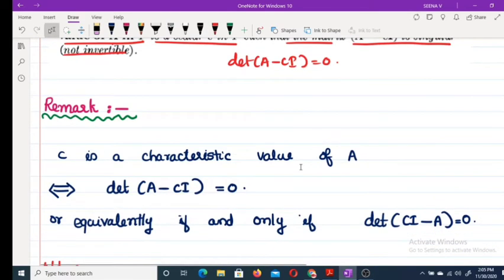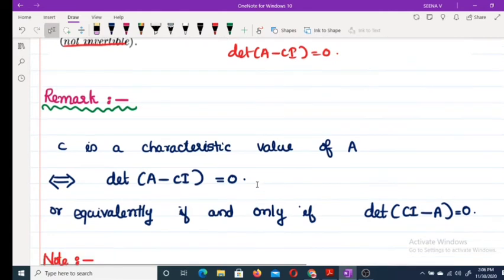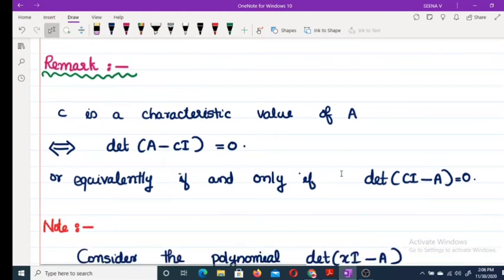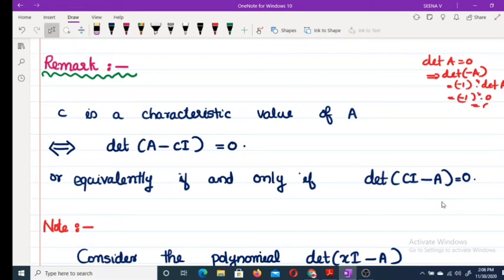Okay. Now moving to the remark: C is a characteristic value of A if and only if determinant of A minus CI equals 0, that is, equivalently, if and only if determinant of CI minus A equals 0. Because we know that determinant of A equal to 0 implies determinant of minus A is equal to some minus one raised to something into determinant of A. This implies this is minus 1 raised to something into 0, which is equal to 0.